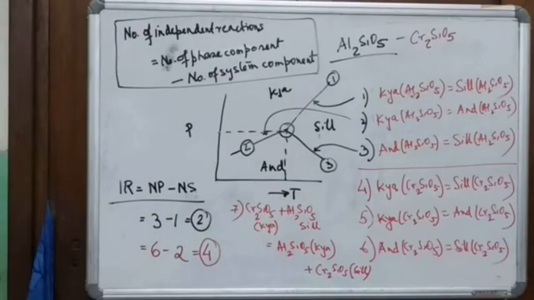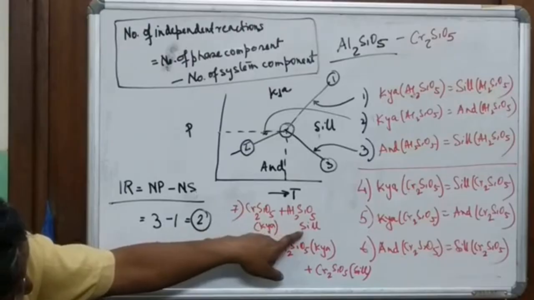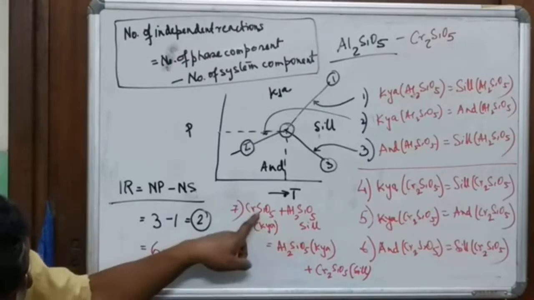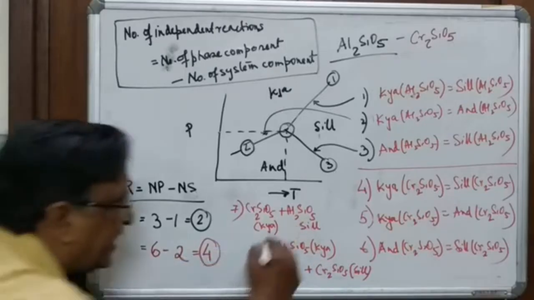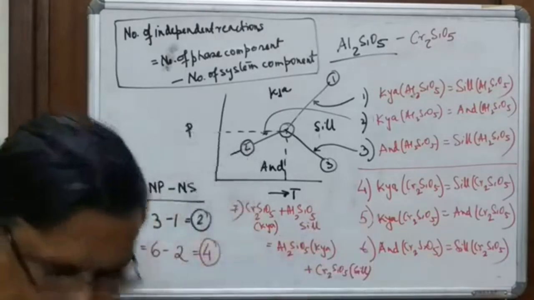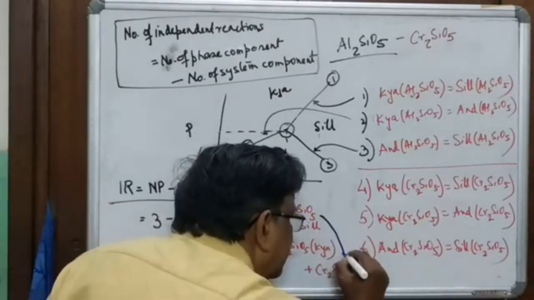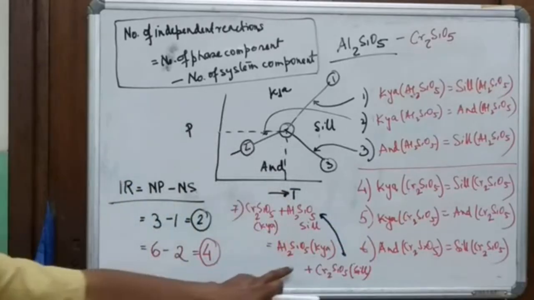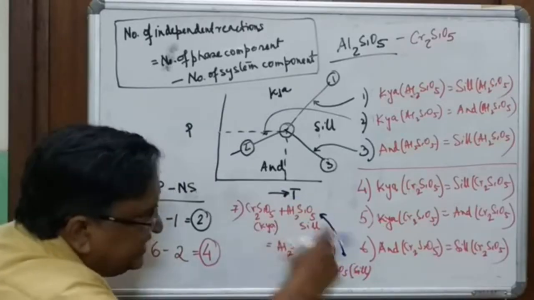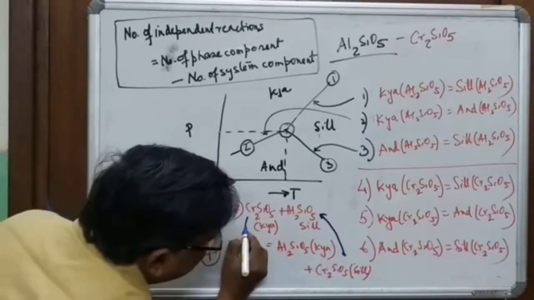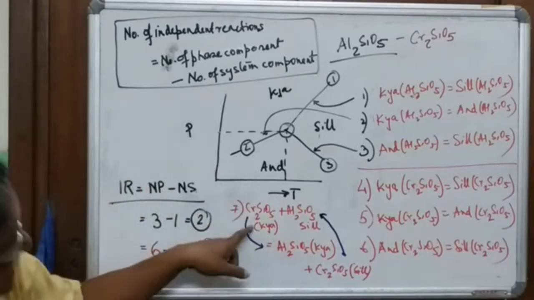Check here what has happened. Cr2SiO5 in kyanite plus Al2SiO5 in sillimanite is equal to Al2SiO5 in kyanite and Cr2SiO5 in sillimanite. You look at this. I will draw it with a blue pen so that you keep the connections. Look at this. It is essentially exchange of aluminium and chromium in silicon. And you see this? Exchange of chromium and aluminium in kyanite.